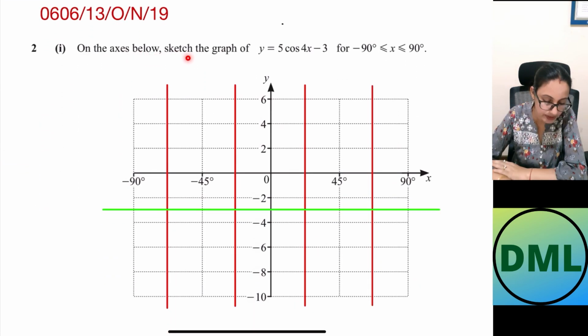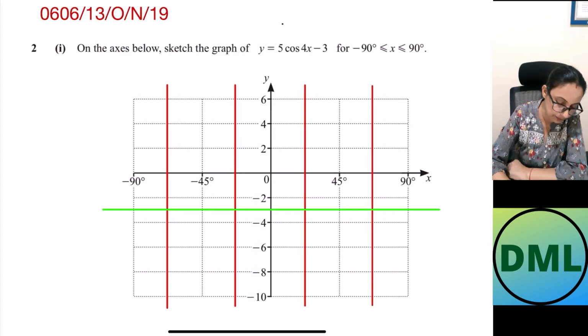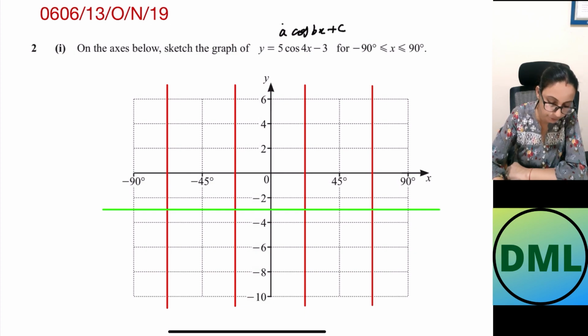On the axis below, sketch the graph of y is equal to 5 cos 4x minus 3 for x greater than or equal to -90 degree, less than or equal to 90 degree. To plot our graph, I need to first find out my amplitude, axis and the period. If I compare this with my general equation, it will be given by a cos bx plus c. So the value for a, which is our amplitude, is given by 5. So let's write down the value here.